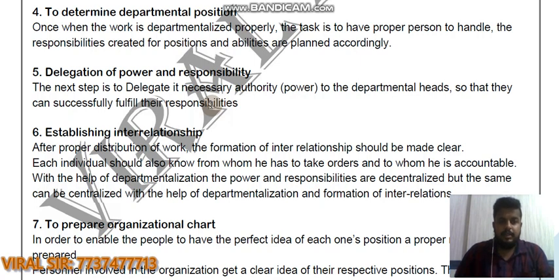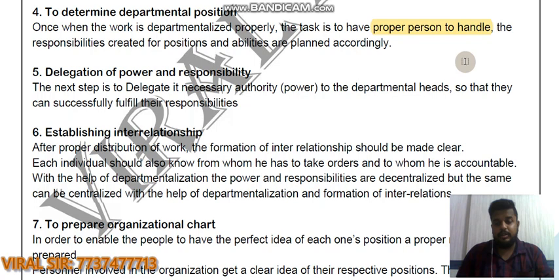Once the work is departmentalized properly, the task is to have a proper person to handle it. The responsibility created for positions and abilities are planned accordingly. Means the next, fourth step is to give a leader, a proper person who can handle the particular department, particular division. For example, we need a purchase head, we need a sales head, we need an accounts head.